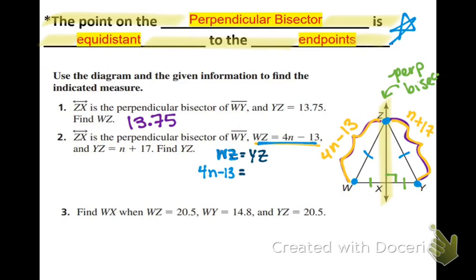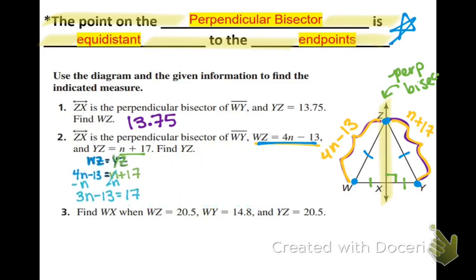And then I know YZ is n plus 17. Alright, so then we're going to solve for n so that we can find the length. We're going to move our smaller n, which would be n, subtract it on both sides. 4n minus n is 3n, minus 13 equals 17.